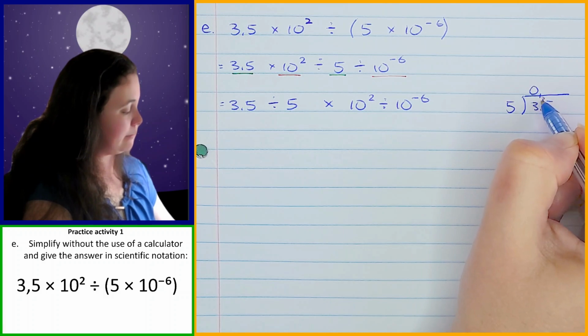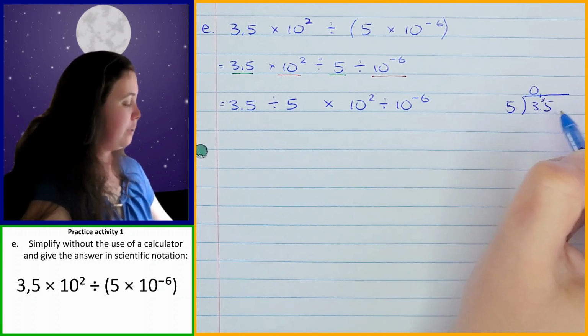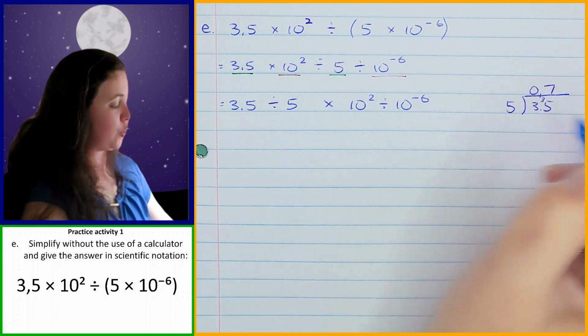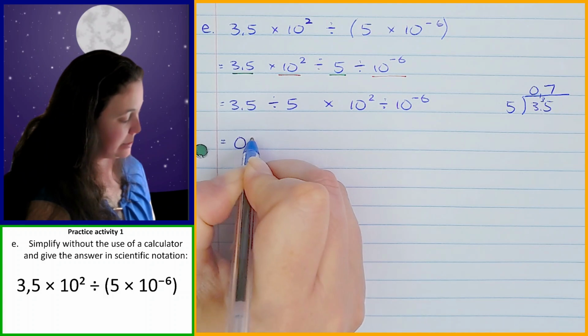Then the 3 becomes a remainder over there, so it's 35. 5 goes into 35 7 times. So this is 0.7. So 3.5 divided by 5 is 0.7.